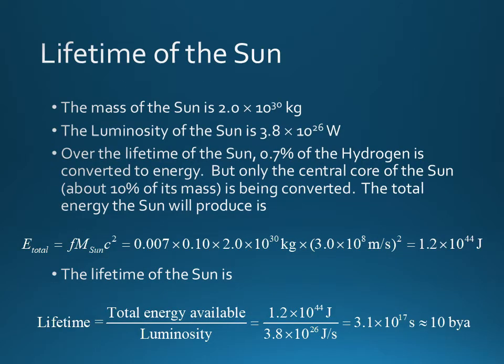The mass of the Sun is 2 times 10 to the 30 kilograms. The luminosity of the Sun is 3.8 times 10 to the 26 watts. Over the lifetime of the Sun, 0.7% of the hydrogen is converted into energy. But only the central core of the Sun, about 10% of the mass, is being converted. The total energy that the Sun will produce is 1.2 times 10 to the 44 joules, and the lifetime of the Sun is about 10 billion years.